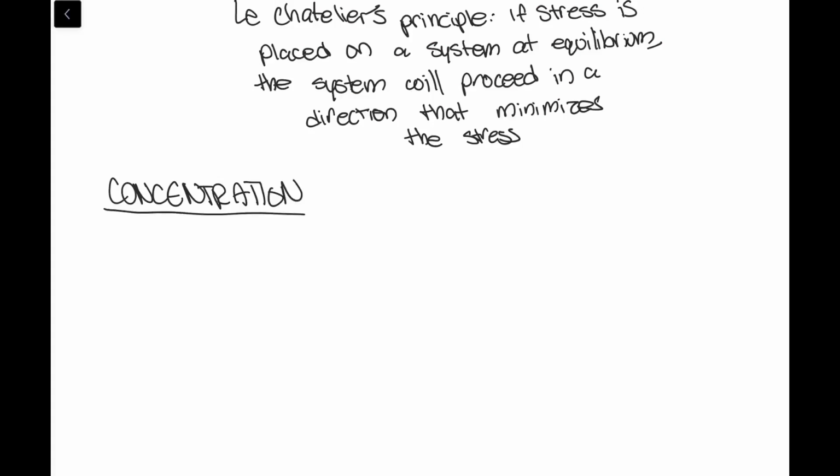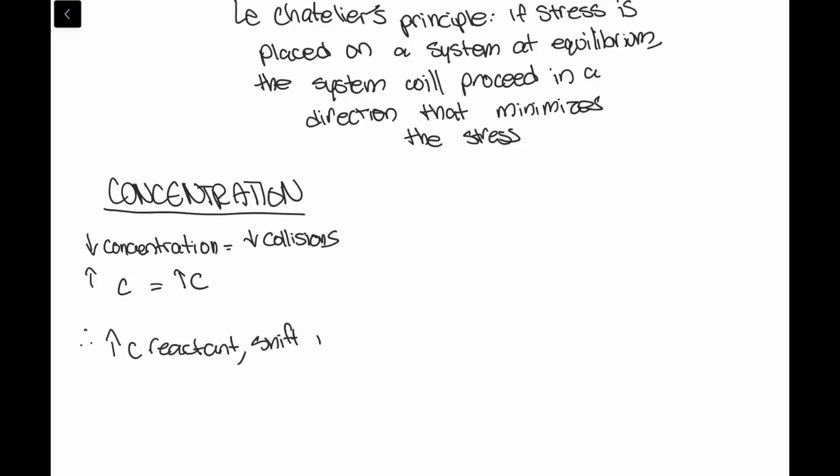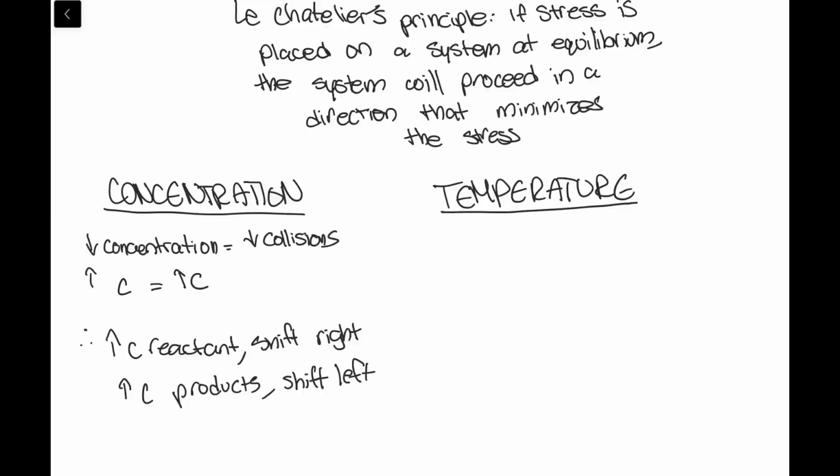For example, let's look at concentration. If you increase the concentration in a system, you are increasing the amount of collisions, and vice versa. Lower concentrations equal lower collisions. Therefore, if you increase the concentration of the reactants, it'll shift right, but if you increase it of products, it will shift left.